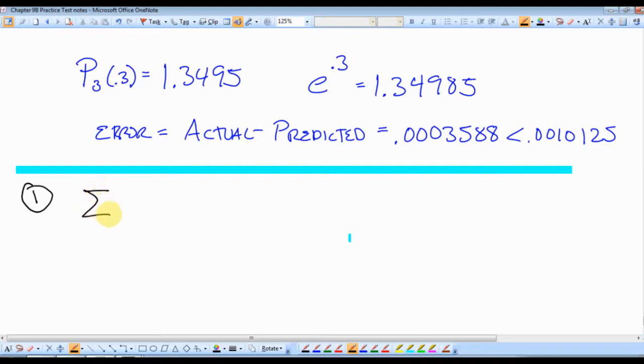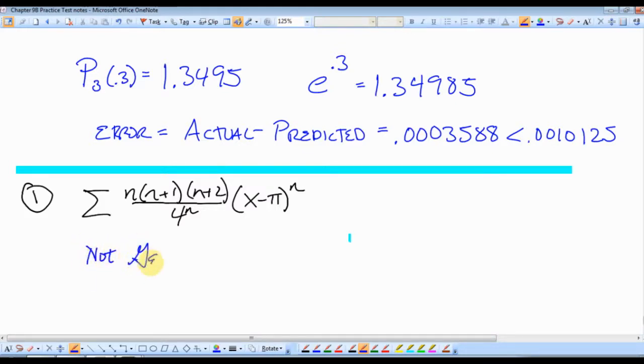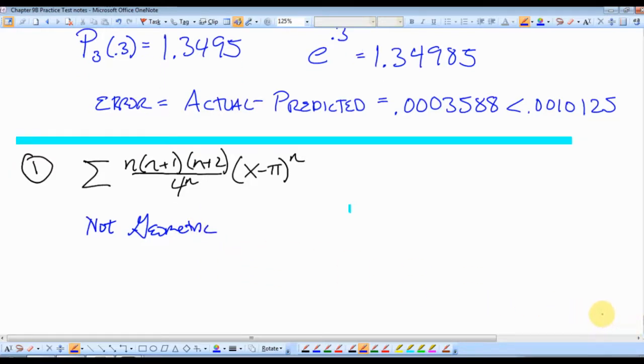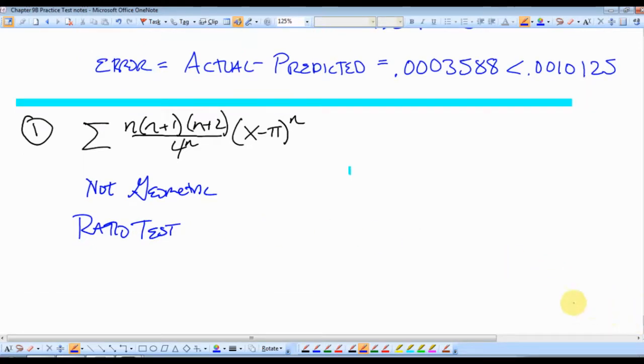We have this right over here, with n plus 1, n plus 2 over 4 to the n power, and then we have x minus pi to the n. So the first part of the solution here is to realize that this is not geometric. And that should be pretty easy to see. So we're going to apply the ratio test. And I'm writing the word ratio test because I expect you to write the word ratio test as well.